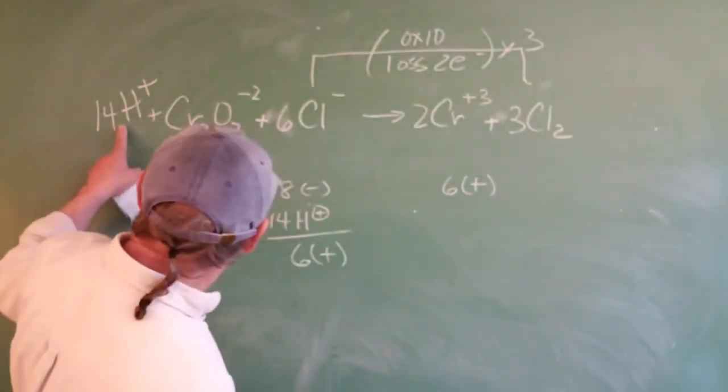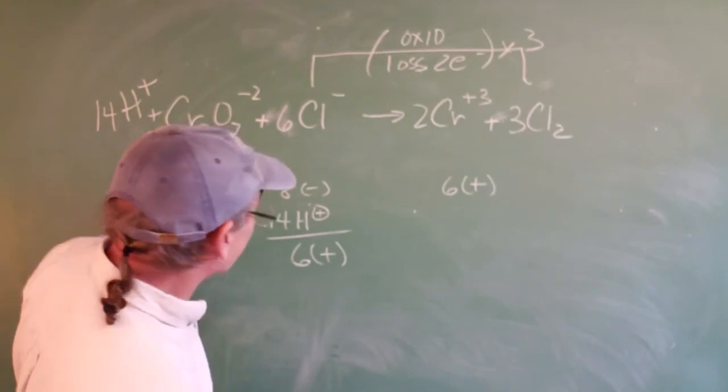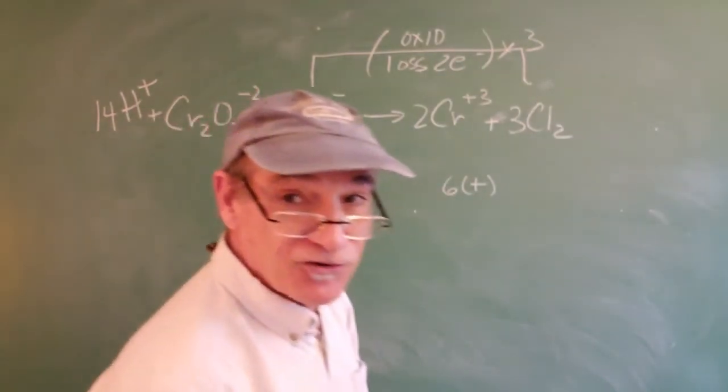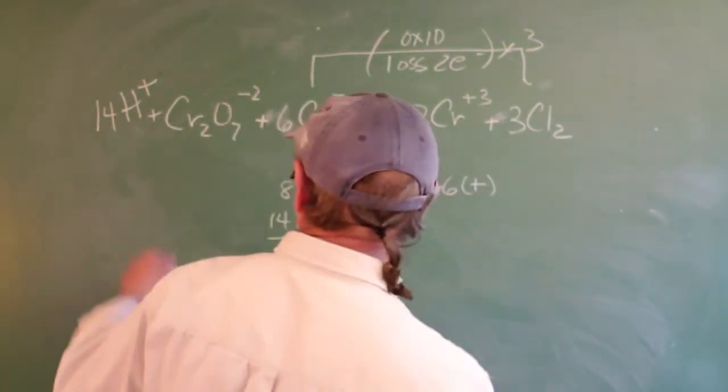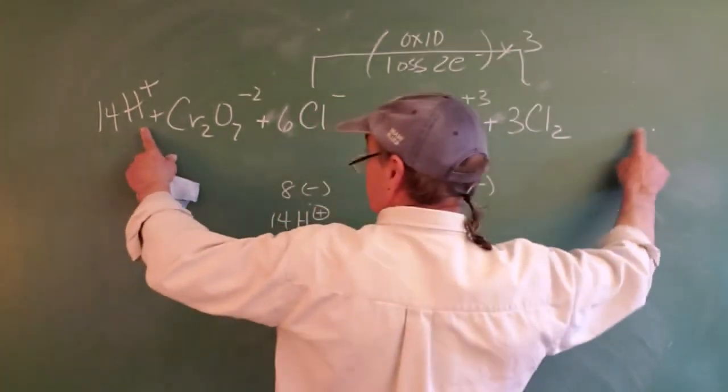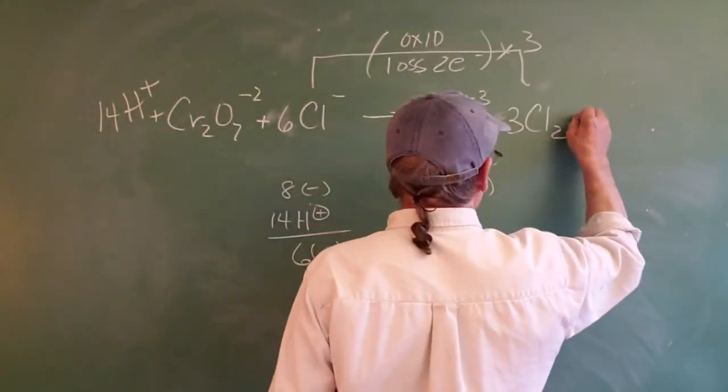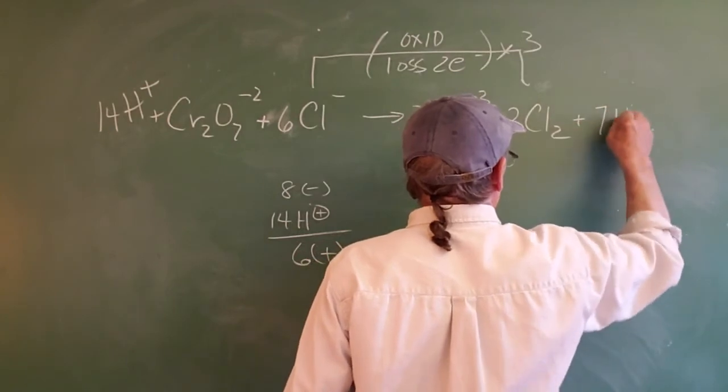All right, now in order to get those 14 H pluses to balance on the other side, I'm going to have to add some waters. Well, that's the only place the hydrogens could appear over here, so 14 of them would be enough for 7 water molecules.